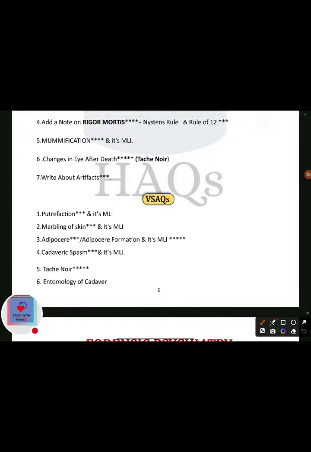Primary flaccidity occurs within 1 to 2 hours, and you can also see Vasquez phenomenon. What is secondary? Secondary is as putrefaction sets in, muscles become flaccid due to the action of enzymes, enzymes which dissolve the myosin.